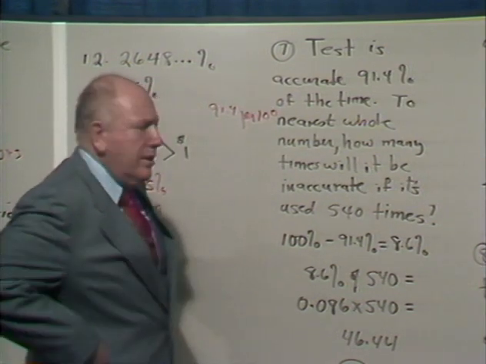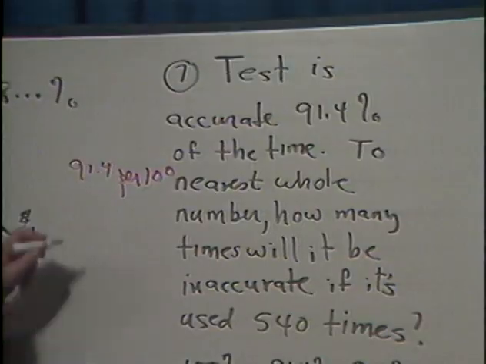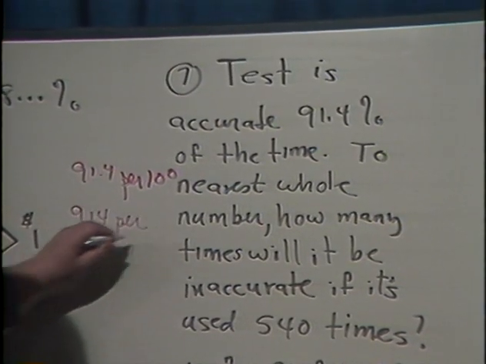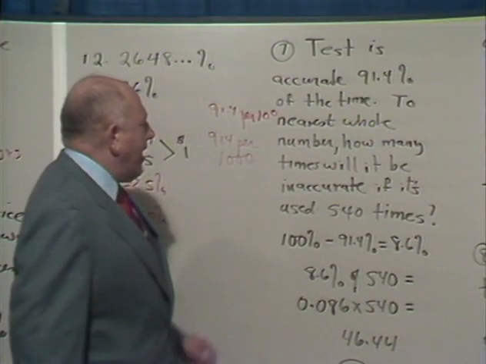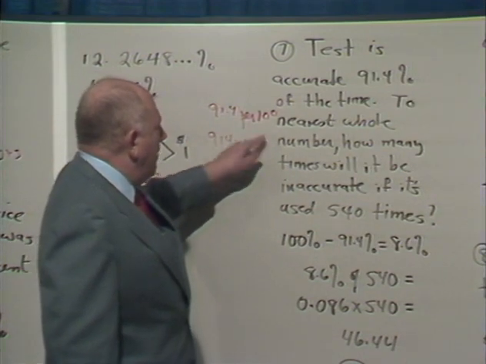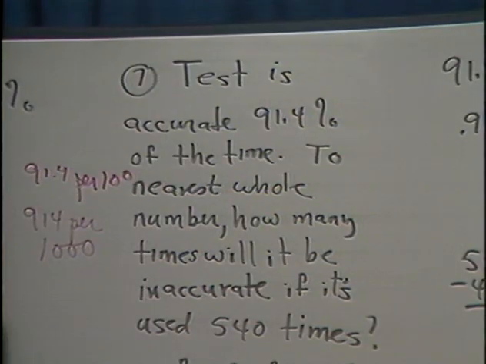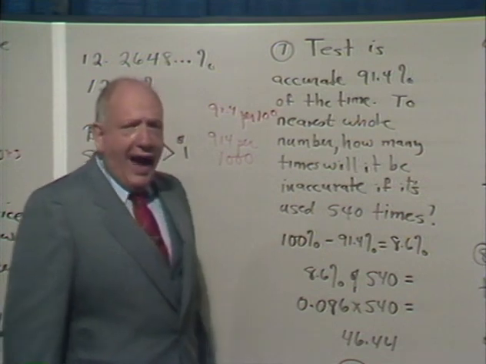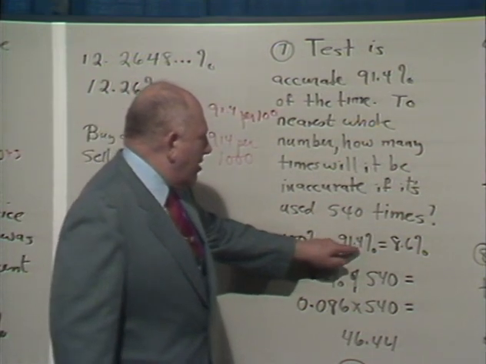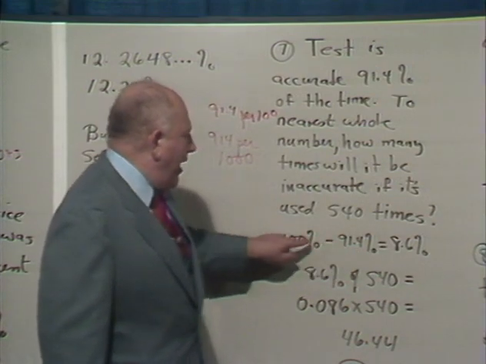If you move the decimal point one place to the right, in both of these, you get 914 per 1,000. And what that says, roughly speaking, is that when you did this test, out of every 1,000 times you tried it, it turned out to work on the average 914 times. And now what the problem says, to the nearest whole number, based on this success rate, how many times can you expect the test to be, and listen to the wording, inaccurate if it's used 540 times? Well, you see, the 91.4% refers to the accuracy rate. The inaccuracy rate must be the difference between the 91.4% and the rest of the time.